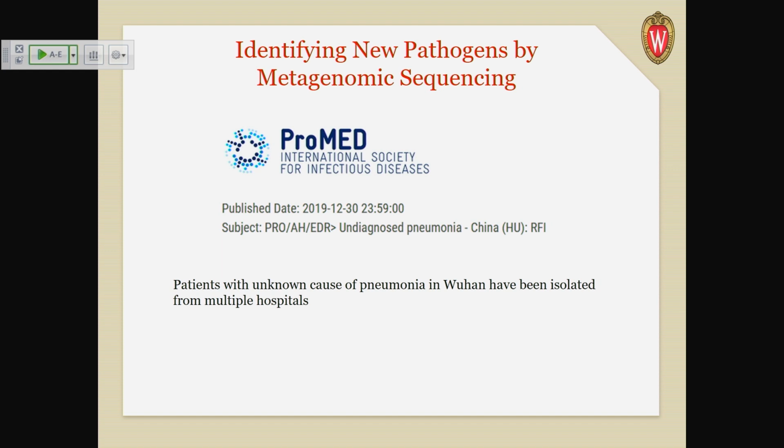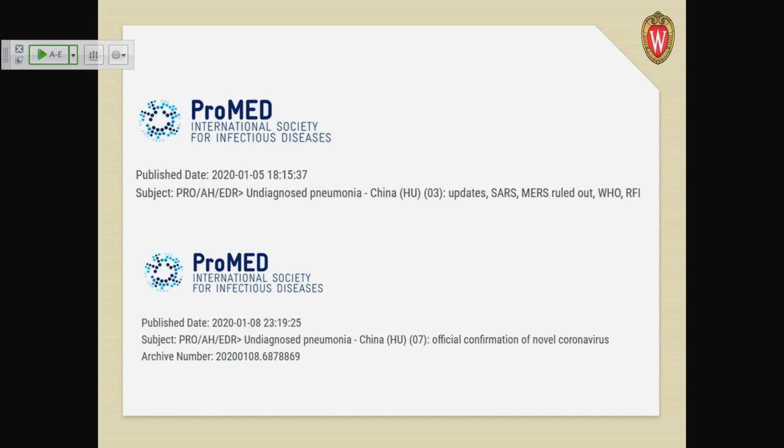Undiagnosed pneumonia, December 30th of 2019, where patients of unknown cause of pneumonia in Wuhan were isolated in multiple different hospitals, but all their testing so far was negative. And I used ProMed to track this throughout the first month or two. So again, the next one here is January 5th, where SARS and MERS were ruled out. They had done those specific PCR tests, and they were negative for that. And then just 3 days later, they said official confirmation of a novel coronavirus on January 8th.